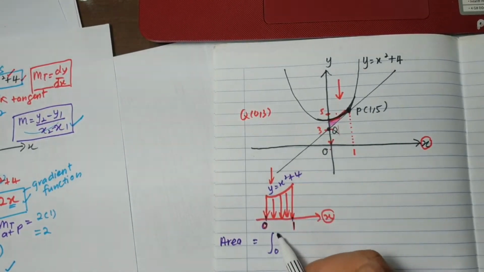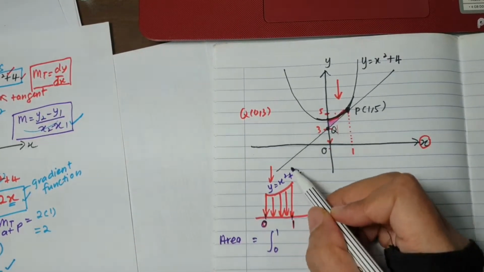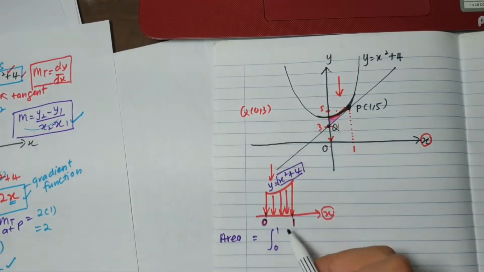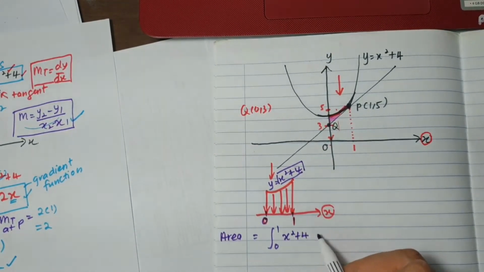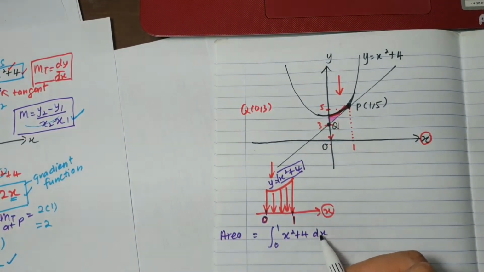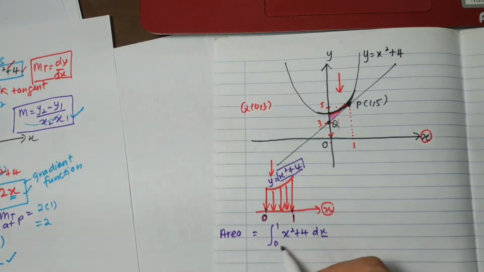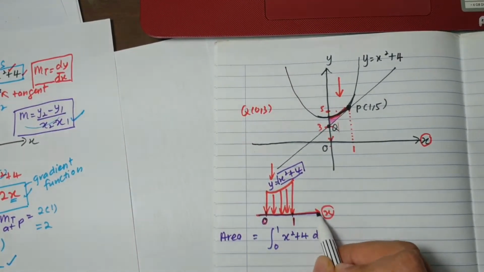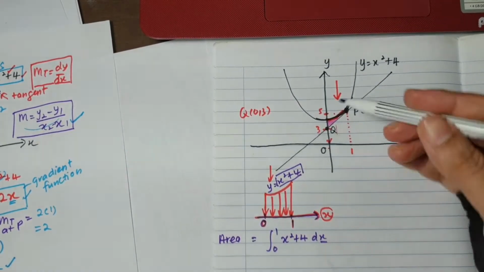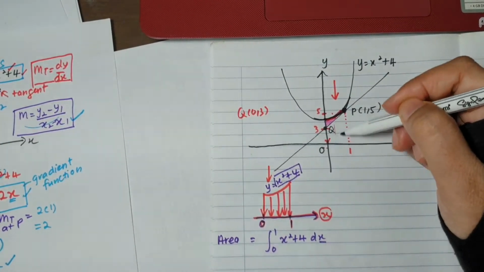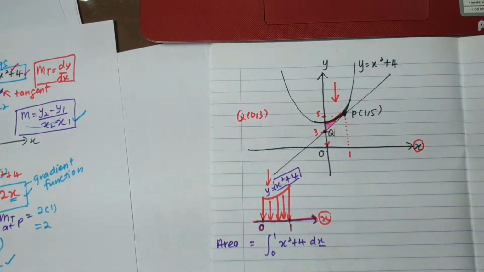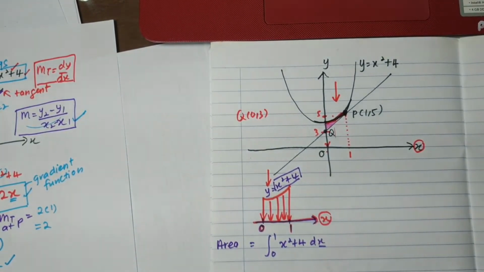So the limit is 0 to 1. Then for the equation of the curve, make y the subject, and it's already y as the subject. You just take y dx, because the function is in terms of x, and the limit is on the x-axis because we choose bounded by the x-axis. So now you get everything. Then you need to minus the area under the straight line there.